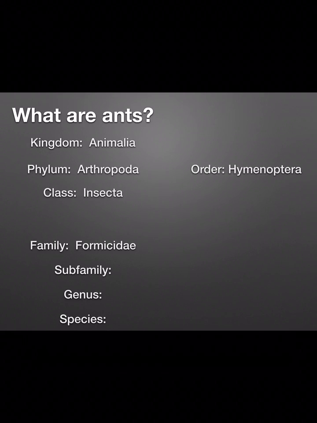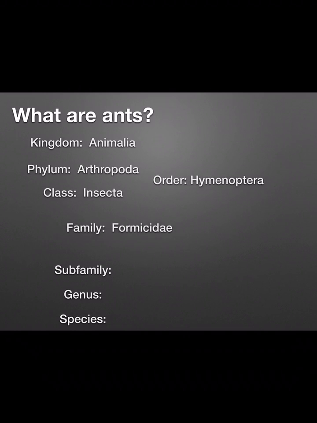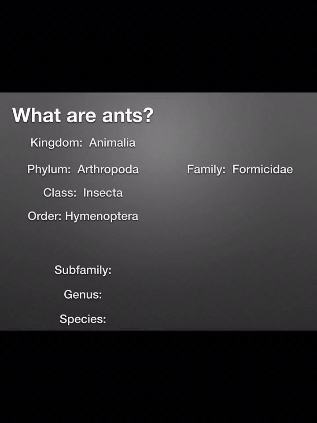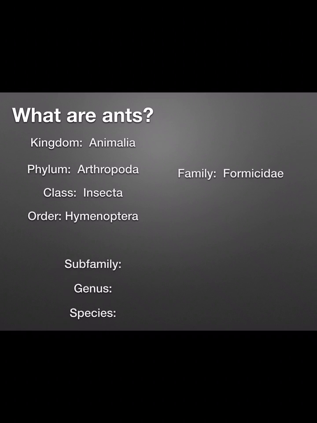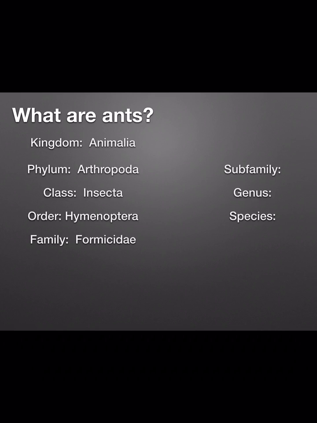They're in the order Hymenoptera, which means it's either an ant, wasp, or bee. And they're in the family Formicidae. And depending on what kind of ant we're looking at, they're divided into various subfamilies, genuses, and species. But today we're just going to be looking at their common names. So what ants are we going to be talking about today?